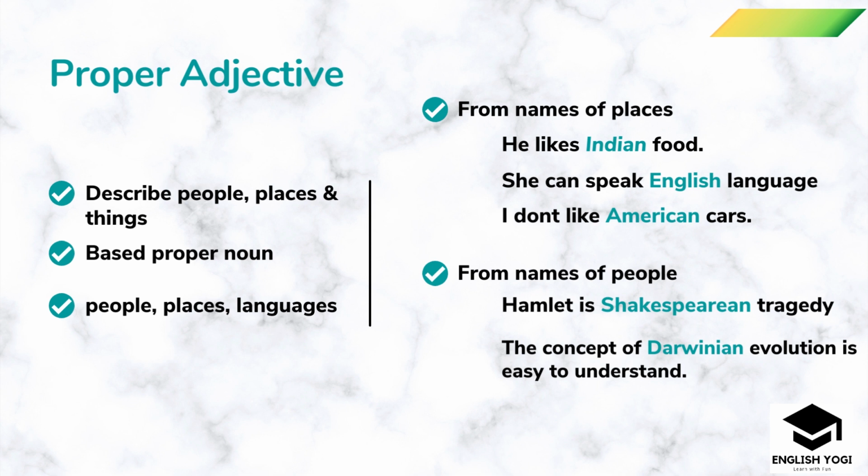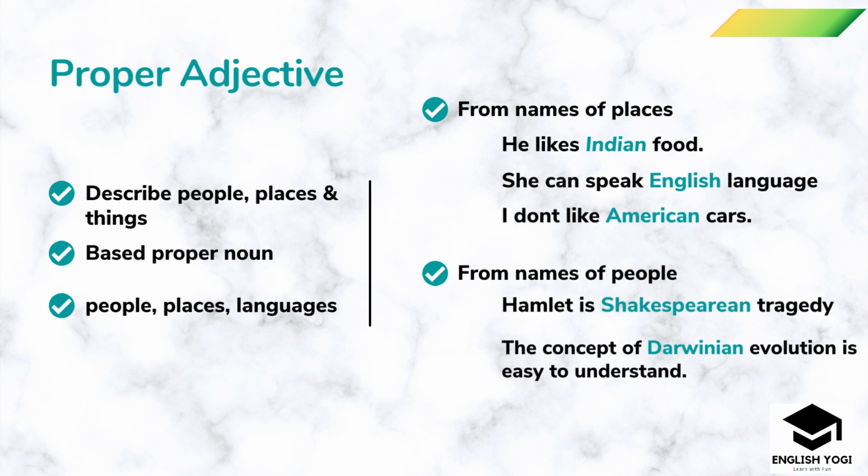Second example: she can speak English language. The word English is a proper adjective. Similarly, the third example: I don't like American cars. The word American in the sentence is a proper adjective. The second rule is that a proper adjective can be taken from the names of people. For example, Hamlet is a Shakespearean tragedy. The second example: the concept of Darwinian evolution is easy to understand. In the first sentence, Shakespearean, and in the second, Darwinian, are formed from the names of people, and we have formed adjectives from these proper nouns.